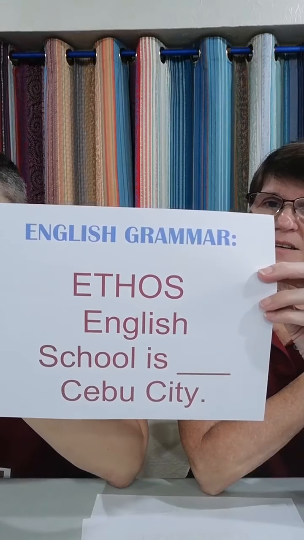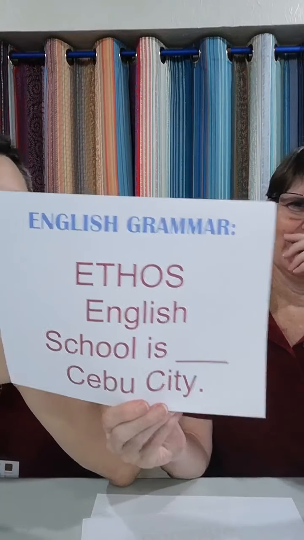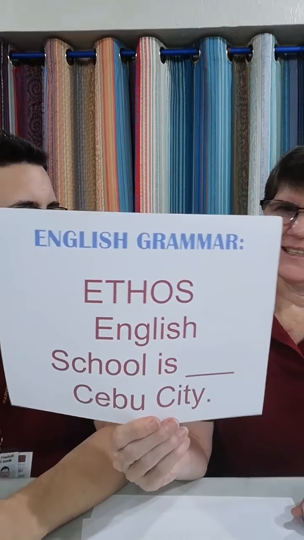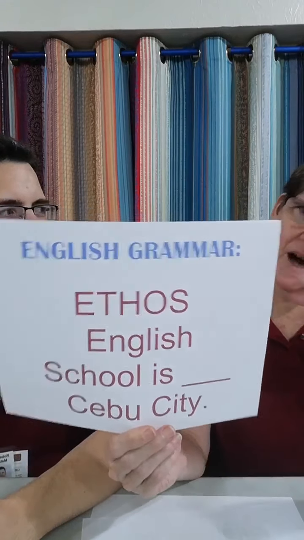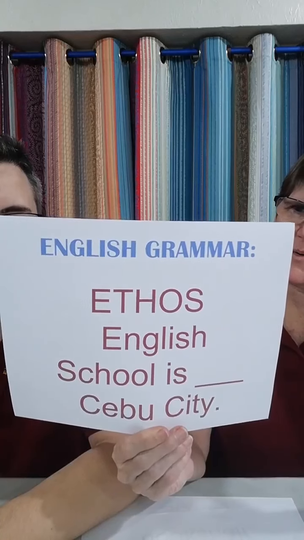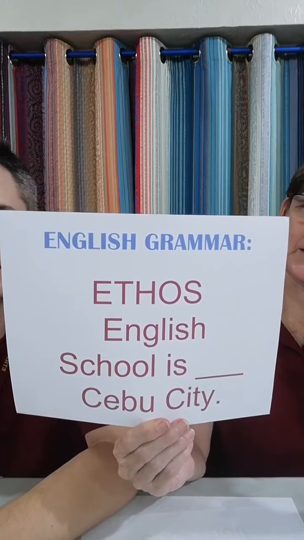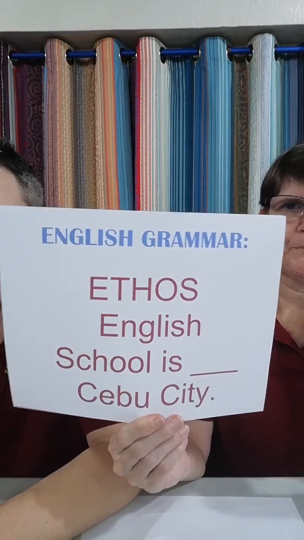In the comments. In the comments. In the comment box, because it's in a box. Somebody said in. Okay. So Ethos English School is in Cebu City, on Cebu City, at Cebu City. Okay.